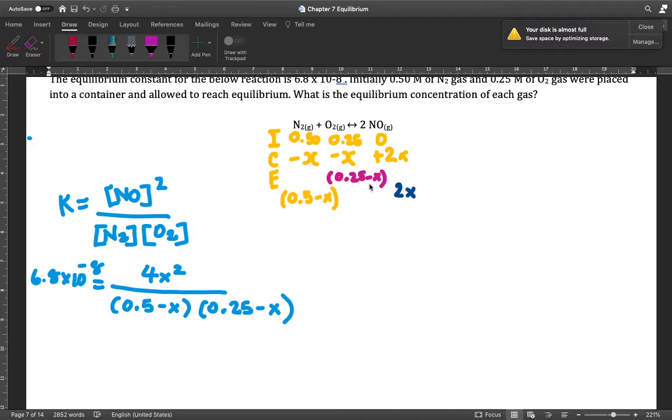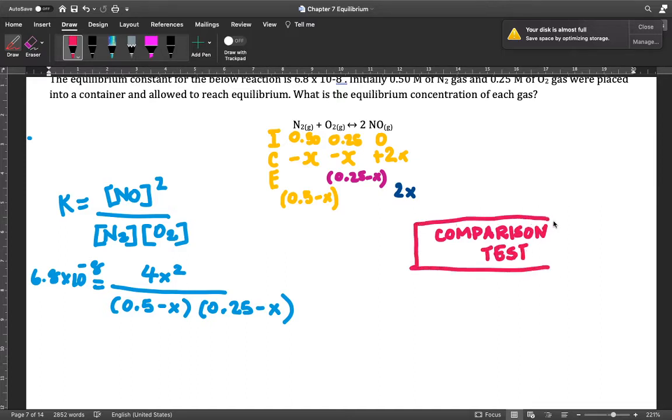So in this case, let's compare the concentration of N2 to the K value. And when I say compare, I just mean we're going to divide those two together. So let's do our little comparison test. The whole point of this is that if we see that this is what it is going to be, we can make an assumption that will make our calculations a lot easier.